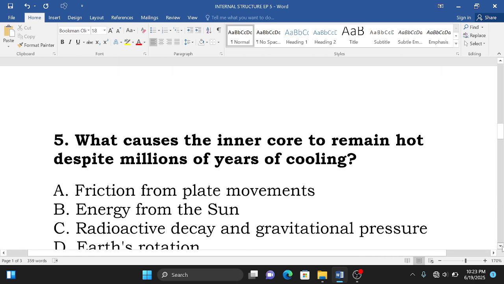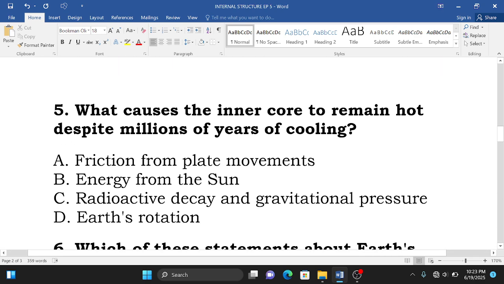Question number 5. The question number 5 is asking what causes the inner core to remain hot despite millions of years of cooling. So they give us different options. They want us to choose what causes the inner core to remain hot despite millions of years of cooling.